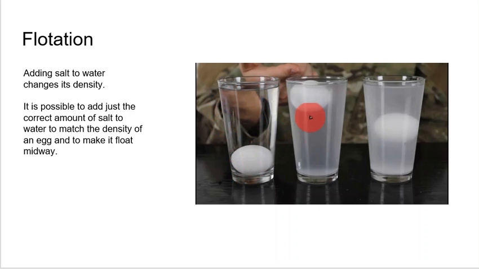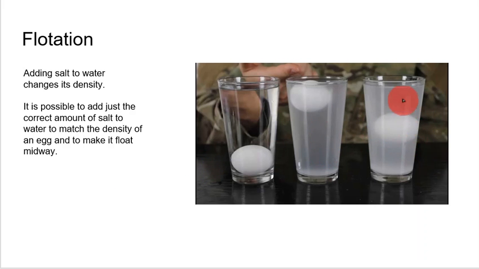But if we keep adding salt into the water, the water becomes saturated and starts to become more dense than the egg, or as dense as the egg. What will happen then is the egg will start to float inside the water. So it is possible to add just the correct amount of salt to water to match the density of an egg, and to make it float midway as well. That's what we can see here.